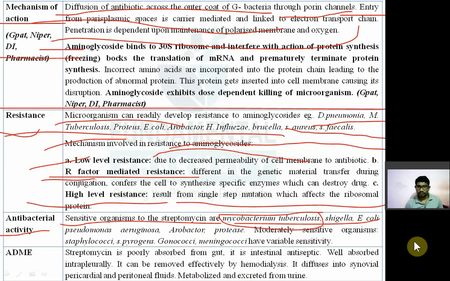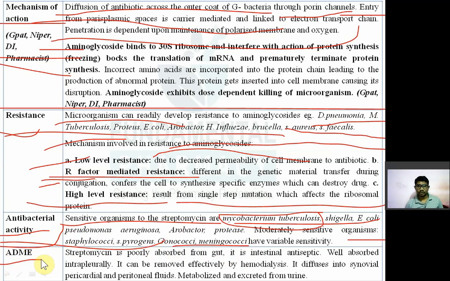Okay. Then moderately sensitive organisms. These organisms are moderately sensitive, like Staphylococci, Streptococcus pyogenes, gonococci, meningococci. They have variable sensitivity. The highly sensitive ones are Mycobacterium tuberculosis, Shigella, E. coli. They are not going to ask you about sensitivity and all that. They are going to ask you regarding mechanism of action, mechanism of resistance, specific adverse effects and uses.